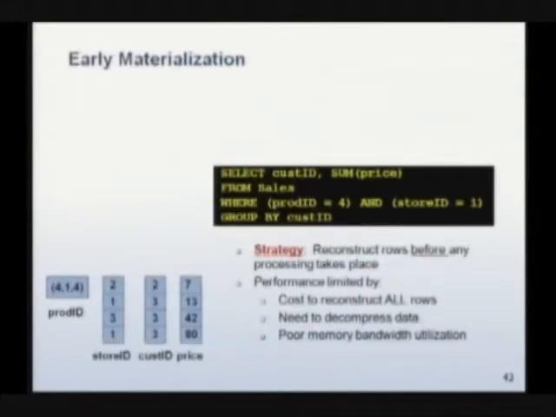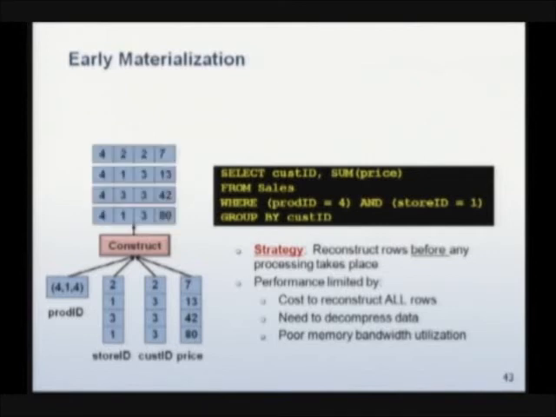So here's my table. I have product ID, I have store ID, I have customer ID, I have price. Now, notice the only thing I have compressed in this example is product ID on the left. So product ID 4 value starts in position 1. There are 4 values of it. And just to simplify the example, I didn't compress anything else. So with early materialization, I do the following. I take the 4 columns involved in the query from the table, and I decompress the product ID, and I immediately spit out a bunch of rows, and then I can feed them into my normal relational operators.